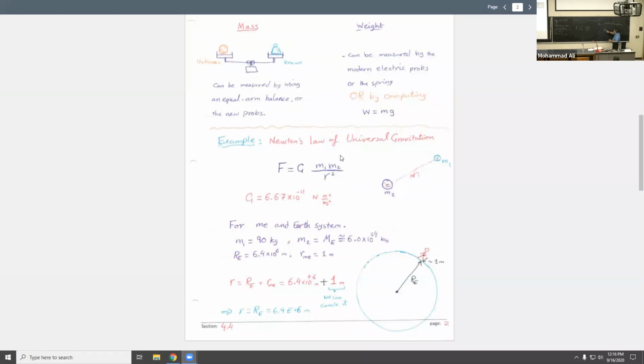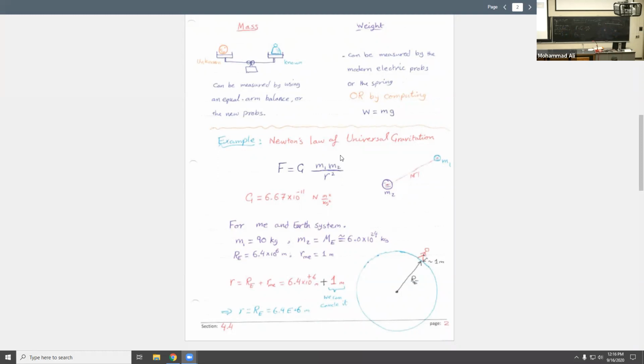So if the mass gets bigger, then the force gets bigger. In this case, we can write F proportional to M1 and M2. If M1 gets bigger, then the force gets bigger, and also the same for mass number 2. What about the distance? If the two masses are closer together, then the force gets bigger. If R gets larger, then the force gets smaller.